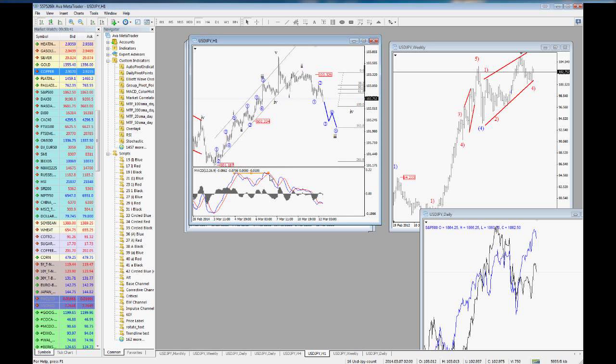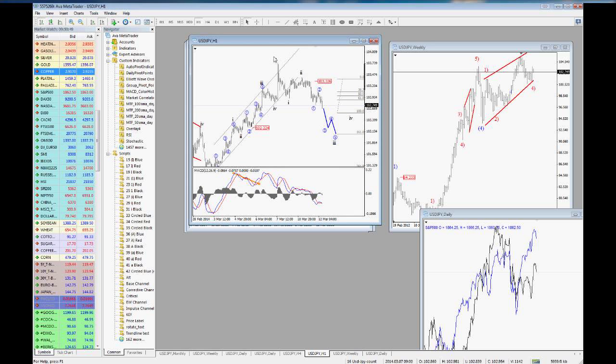Okay, but not so significantly, because wave 1 was sharper and extended. More importantly, I was looking here for a wave 5 to the upside, and you can see here that this was a divergence between price and MACD reading.